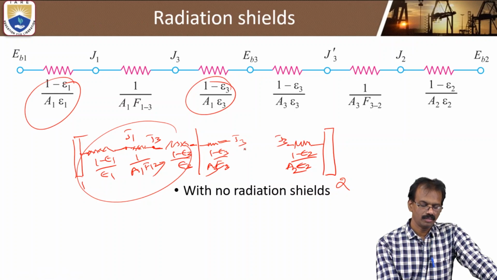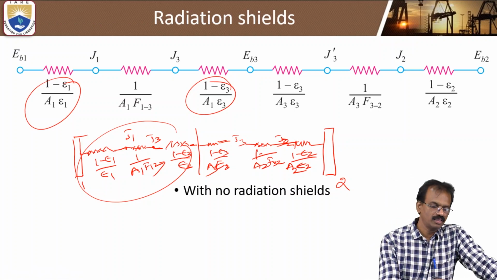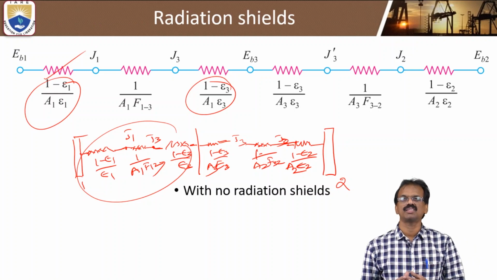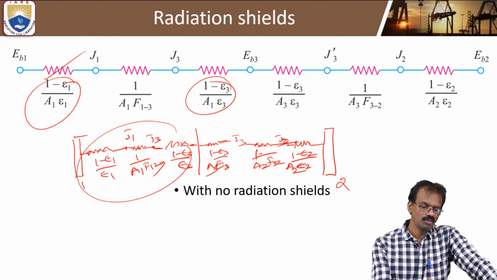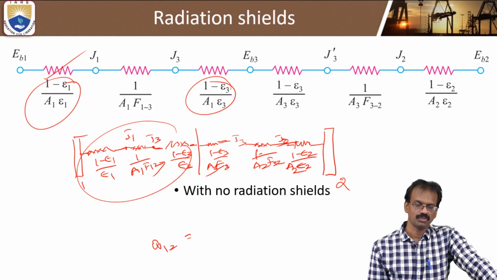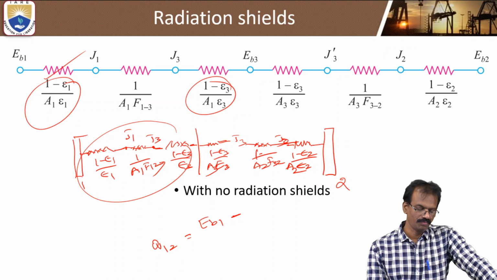In between J3 and J2 there is a space resistance, that is 1 by A2 F32. So these are the surface resistances and space resistances. This is the electrical analog formula. By using it, we can identify the number of resistances, either surface resistance or space resistance. Then we can write the formula based upon this radiation electrical analog. Q12, the rate of heat transfer from surface 1 to surface 2, is equal to EB1, the emissive power of body or surface 1, minus EB2.